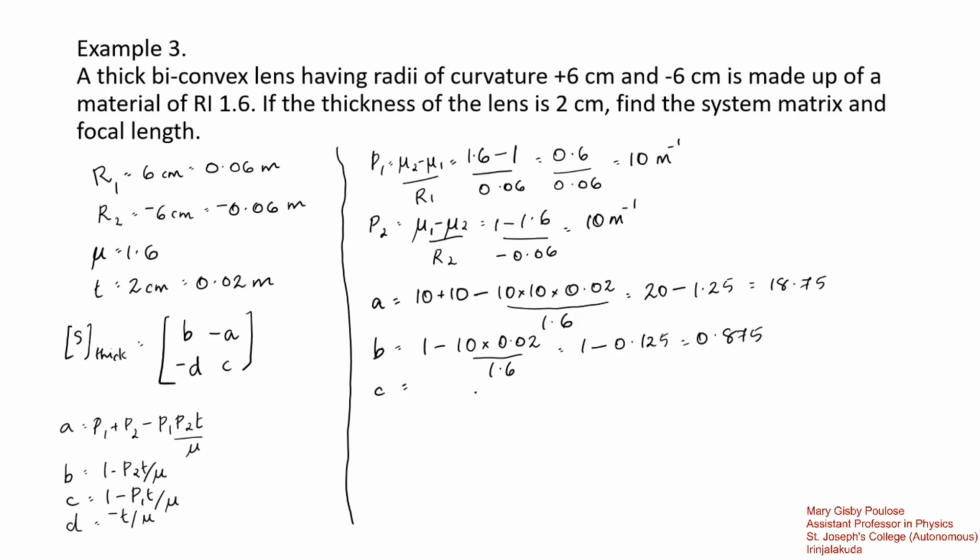Then 1 minus P1 T divided by 1.6, that is mu, again gives 0.875. Okay, and D is equal to minus T by mu, that is equal to minus of 0.0125.